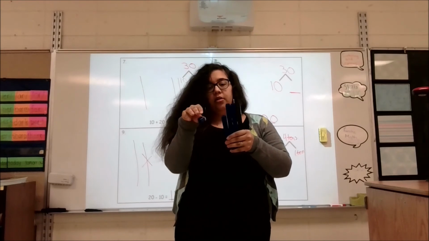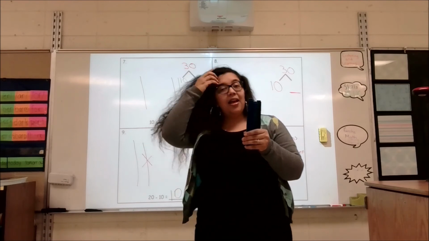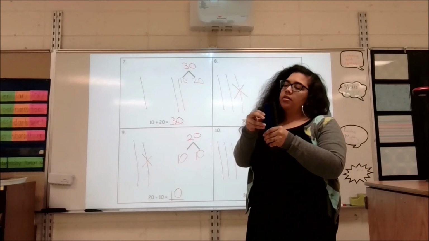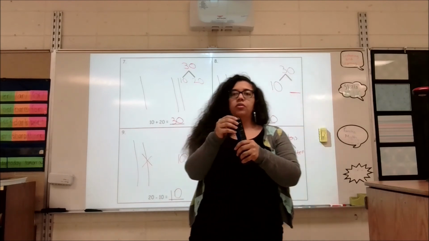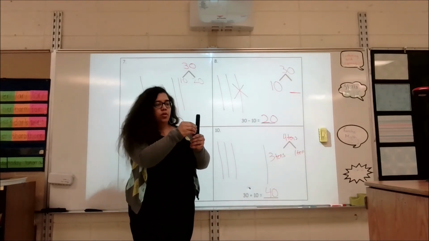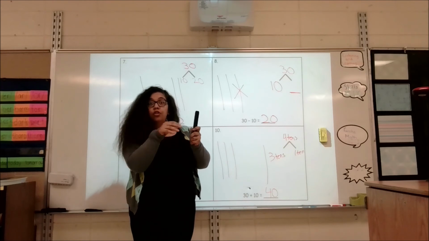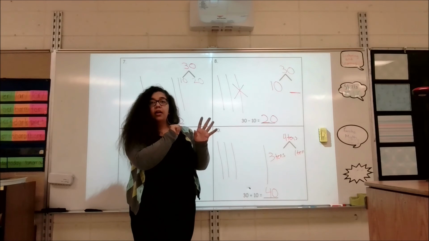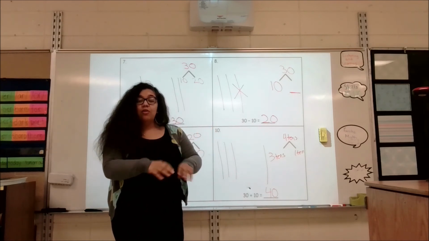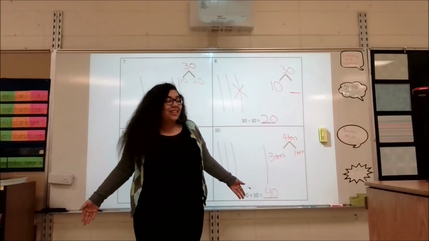Now count. 1, 2, 3, 4, 5, 6, 7, 8, 9, 10. 1 10. 11, 12, 13, 14, 15, 16, 17, 18, 19, 20. 2 10s, right? 21 through 30. 3 10s. 31 through 40. 4 groups of 10 is equal to 40. The cubes don't lie.